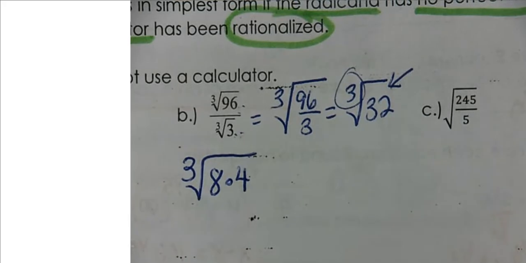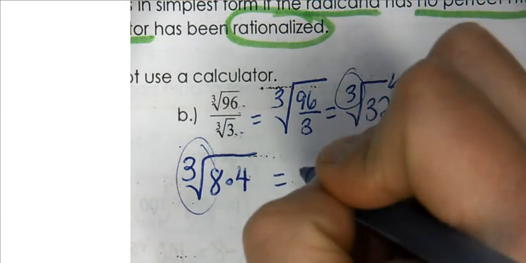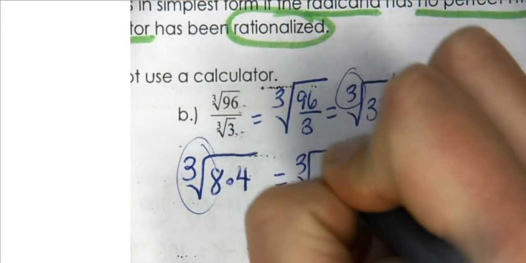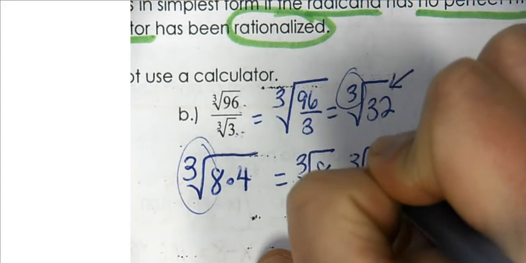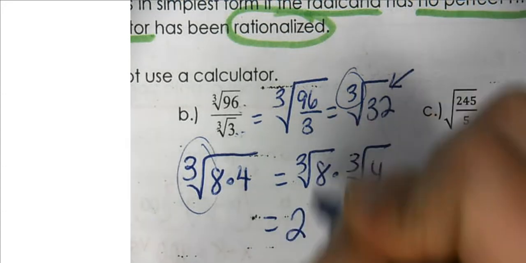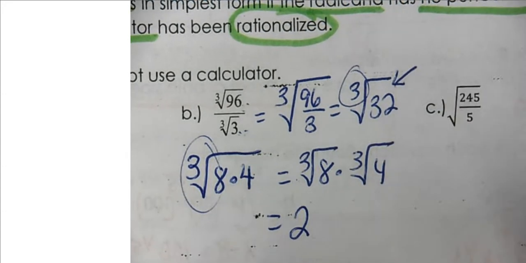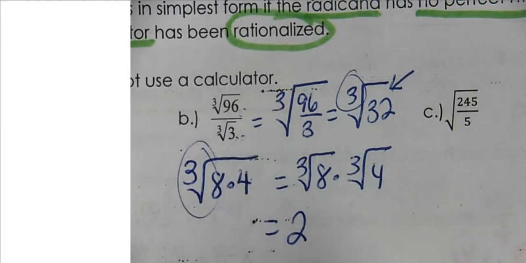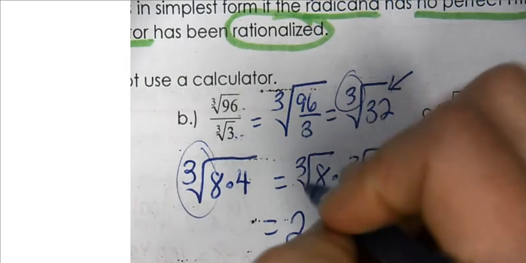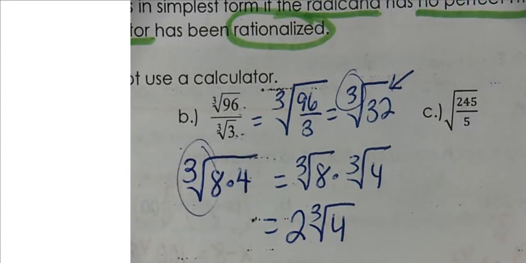The cube root of 8 is equal to 2. So really I'm taking the cube root of 8 times the cube root of 4, and that is going to be equal to 2 times the cube root of 4. Now 4 is a perfect square, but it's not a perfect cube, and it doesn't have any perfect cube factors. So we leave our answer as 2 times the cube root of 4.